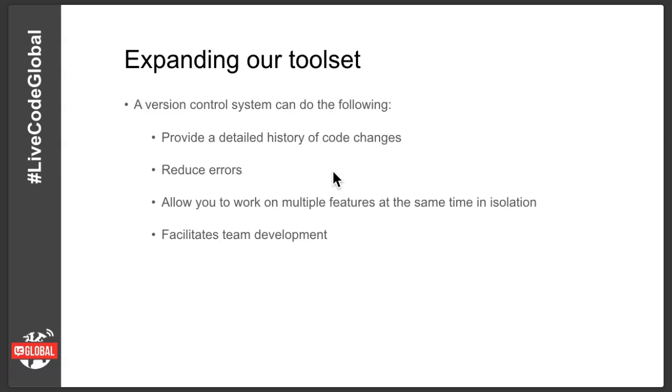It reduces errors. What happens when you're using version control is you write the code that fixes a bug or adds a feature, and you finish that up, and then you have to go into your version control system and commit those changes. You have to submit those changes to the repository.